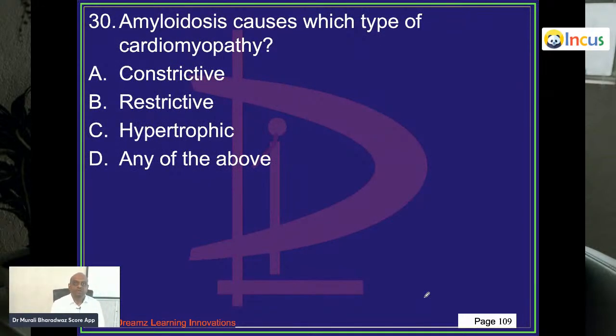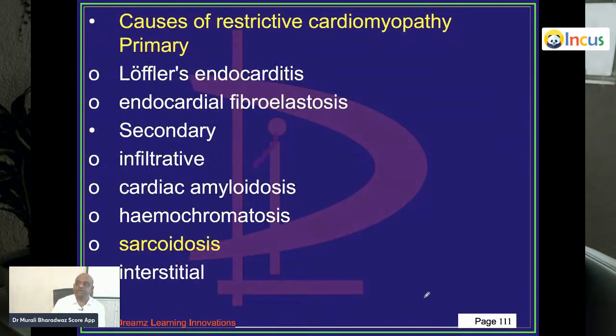Now, amyloidosis, which leads to cardiomyopathies, which type? Restrictive cardiomyopathy. All causes of restrictive cardiomyopathy. So we have hypertrophic cardiomyopathy, dilated cardiomyopathy, restrictive cardiomyopathy.